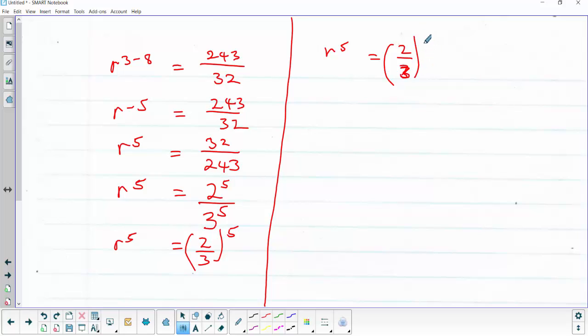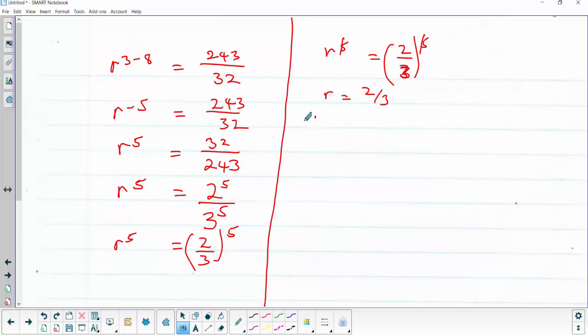raised to power 5. So automatically, we cancel this 5, which is the exponent. We are going to combine this one, base and base together. R is going to be 2 over 3. That is our R. Mind you, our target is to calculate the first term, which is A. And we can use any equation, either equation 1 or equation 2. But to make it easier for us, let us use equation 1.